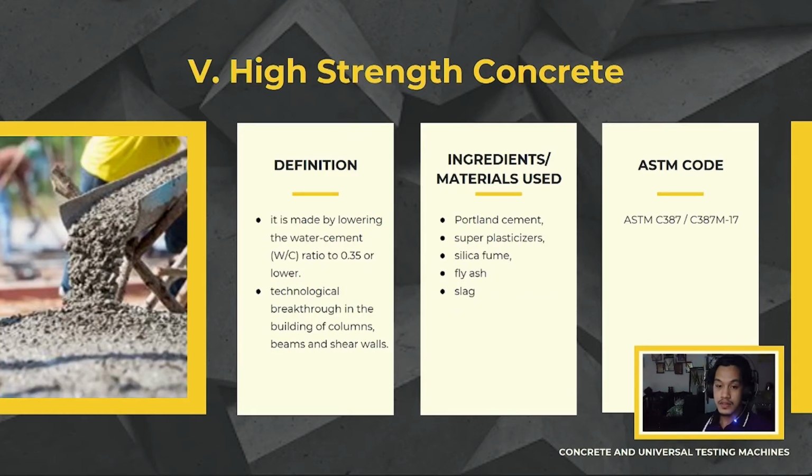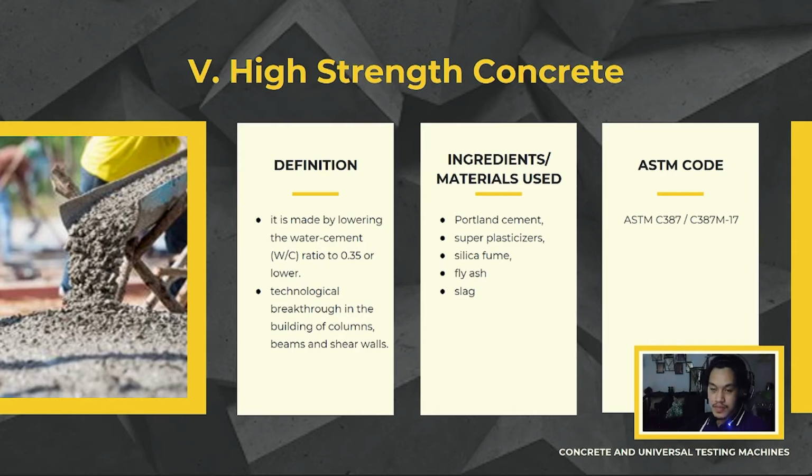High strength concrete. It is made by lowering the water cement ratio to 0.35 or lower. It is also a technological breakthrough in the building of columns, beams, and shear walls. So basically, itong high strength concrete, 2 or 3 times na mas matibay siya kaysa sa ordinary. At pagdating naman sa costing, mas makakatipid ka dahil instead na bakal, mas mag-focus ka sa graba. Kaya mas malaki yung advantage mo lalo sa economical side.